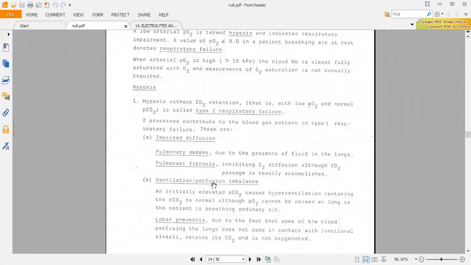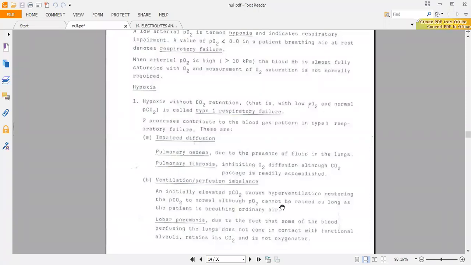The perfusion here is talking about the cardiac output. Remember that ventilation is 5 liters per minute, and perfusion, which is the cardiac output, is also 5 liters per minute. So they match, so that every blood that is coming to the lung is oxygenated. But if you have any condition that disturbs the VQ balance, it can cause type 1 respiratory failure.